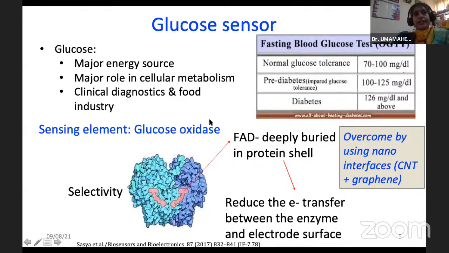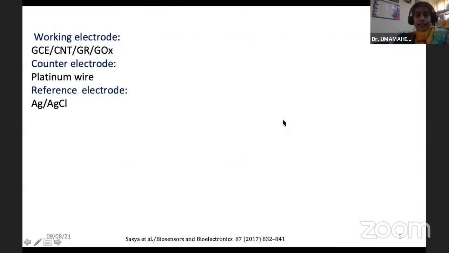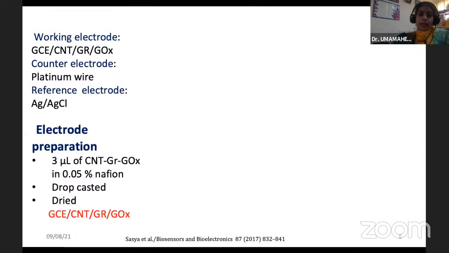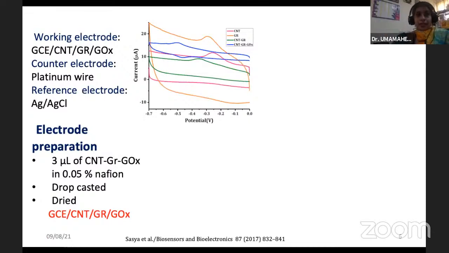We also looked at different types of interfaces and finally came to a combination of carbon nanotubes and graphene. We used a glassy carbon electrode as the working electrode, with reduced graphene oxide and carbon nanotube as a nano interface, on which we immobilized the glucose oxidase enzyme. The reference electrode used was silver chloride, and platinum served as the counter electrode. We used a simple method of drop casting because we did not want complicated covalent immobilizations that may denature the enzyme.